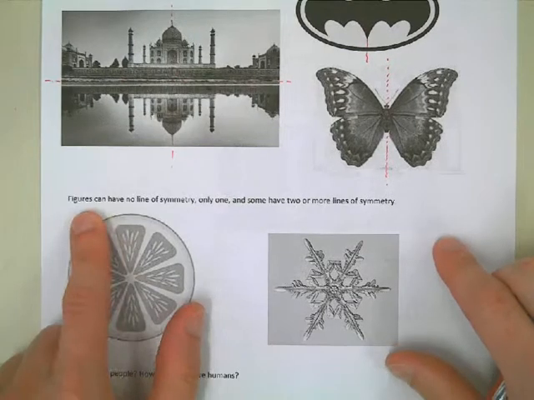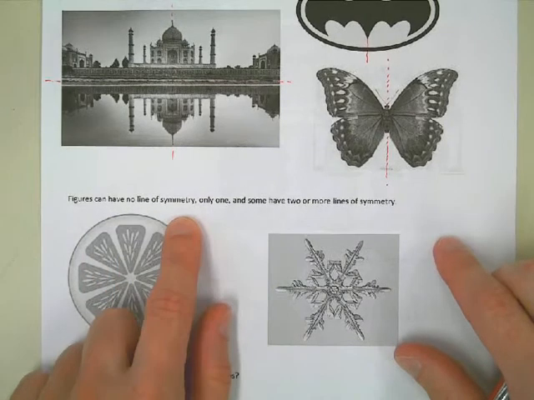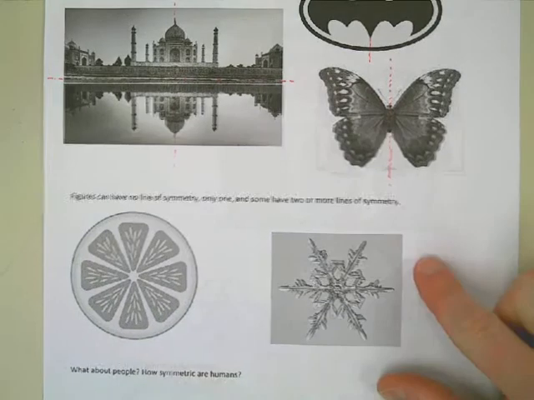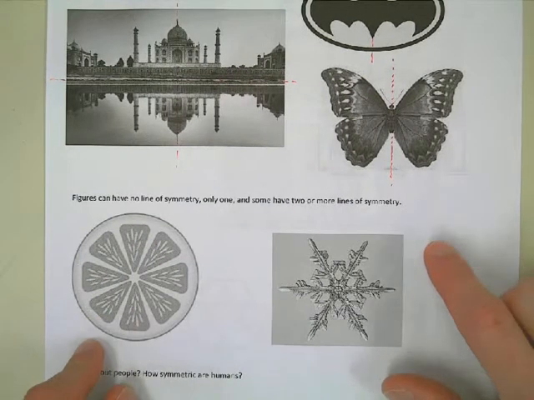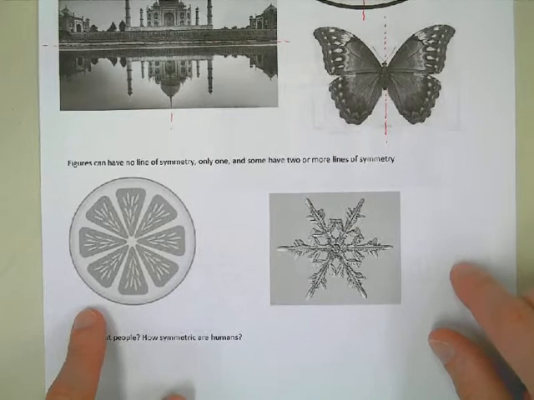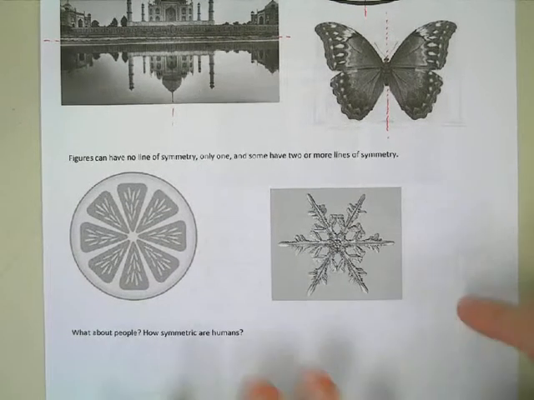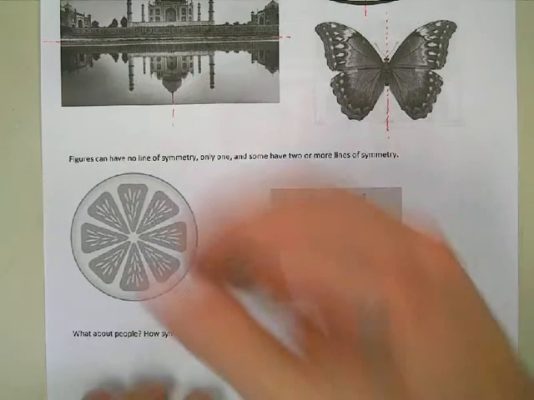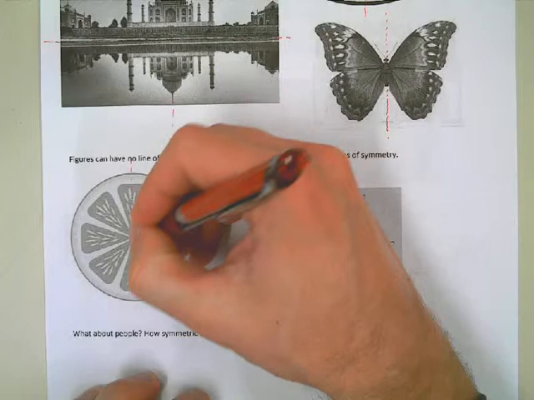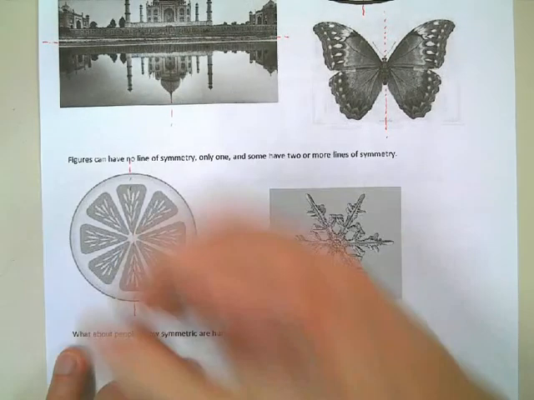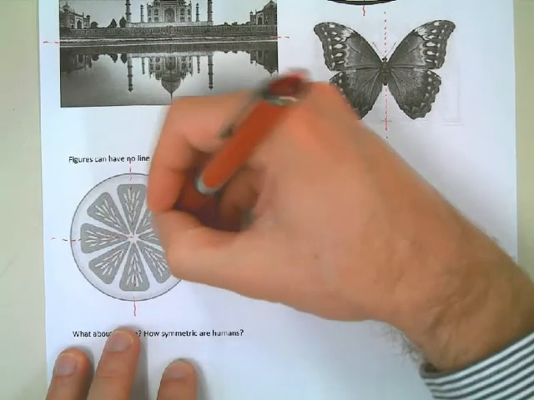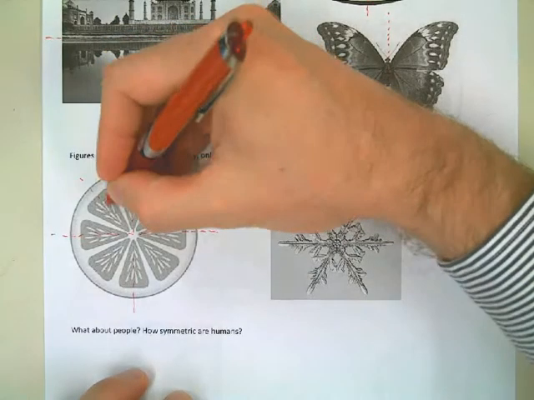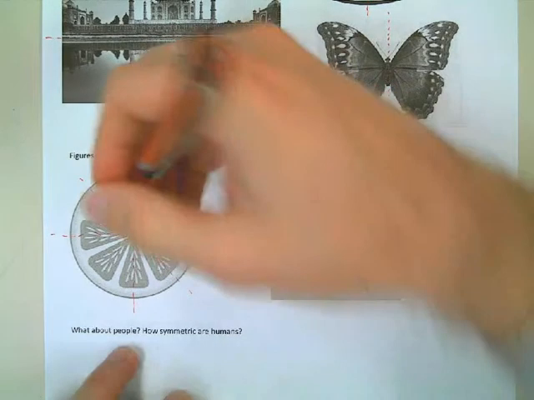So, figures can have no line of symmetry, only one line of symmetry, and some have two or more lines of symmetry. For example, if you look at this cartoon cutout of maybe an orange or, I don't know, a grapefruit or who knows what that is. Okay? So how many lines of symmetry do we have in this thing? Well, let's see. I can see one through the middle, one vertically, and we have a horizontal one. That's pretty easy to see, okay? And maybe a diagonal one this way? And a diagonal one this way?